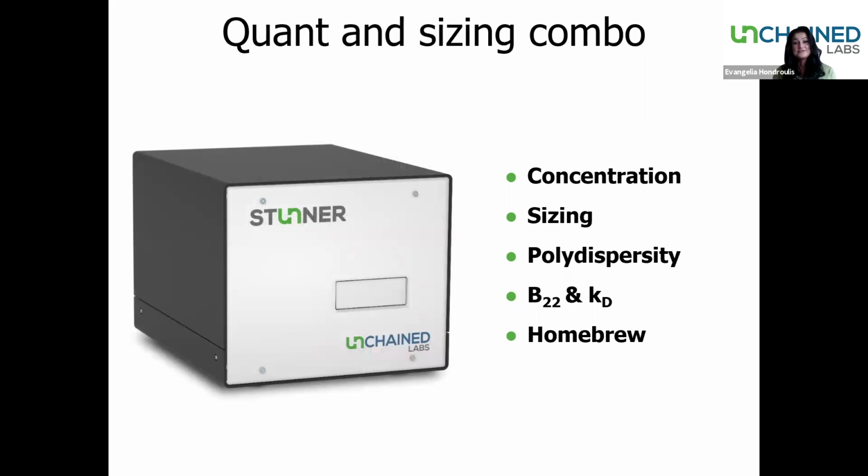The Stunner is the first and only instrument that has both full spectrum UV-vis and dynamic light scattering, or DLS, all in one instrument. The combination of these two detection methods allows us to get a better, more in-depth analysis of our biological samples. The Stunner provides information on concentration, sizing, polydispersity, in other words, all the different sizes in your sample, B22 and kD, which are colloidal stability parameters, and Homebrew. Homebrew is an option where you can design a unique application based on your own sample needs.